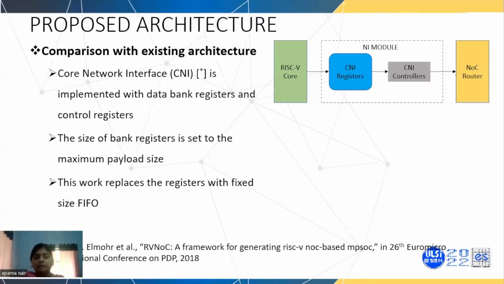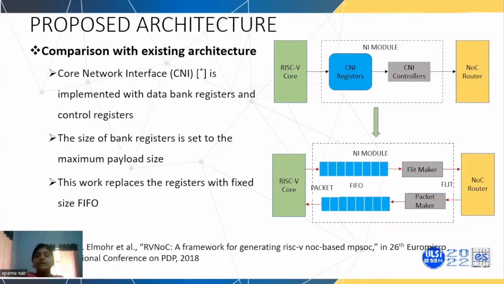But in CNI, the registers include some data bank registers and control registers. The size of the data bank register bank depends upon the size of the payload in the underlying processing element. They are used for injecting the packets that have to be transmitted. And the control registers are used for synchronizing the transactions occurring between the RISC-V core and the NOC router. These CNI registers, the data bank registers and control registers, are replaced in our design with an asynchronous FIFO.